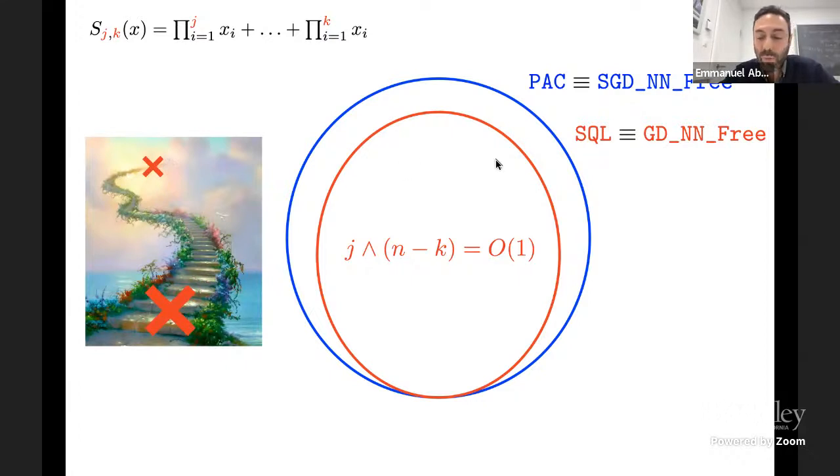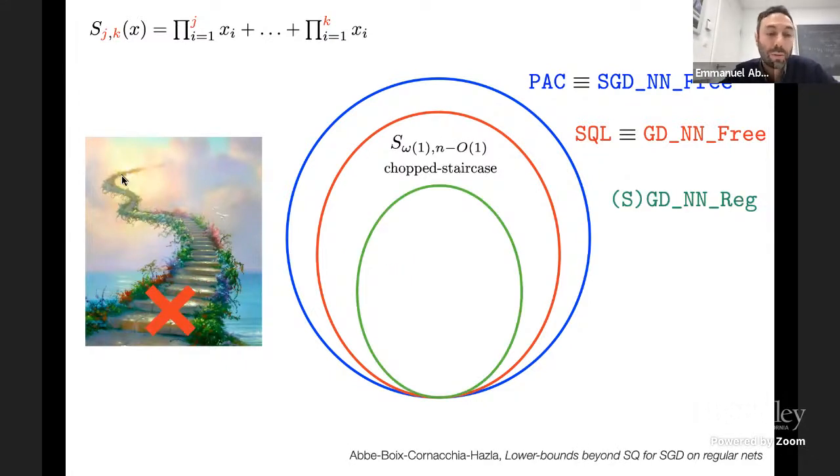It's learnable with SQ. But the point is that this is not learnable if you want to learn it with a regular net. And the problem is that the regular net, what it has as an input are the degree one monomials. So if you feed x1, x2, x3 as input to your neural net, and it's regular, then you will not know how to go down. And so for any staircase whose first steps are broken, the neural net with SGD will have trouble finding a path to go up the staircase.